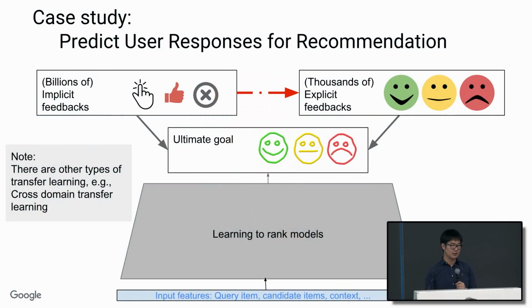So the transfer learning idea is how we can make use of the tasks we learned on predicting users' clicks, likes, dislikes, to actually improve the task of predicting users' responses. Note here that there are many other types of transfer learning, for example, cross-domain transfer learning, where the input could be in different spaces. In this case, the input actually is in the same space, which is the user, item, context space.